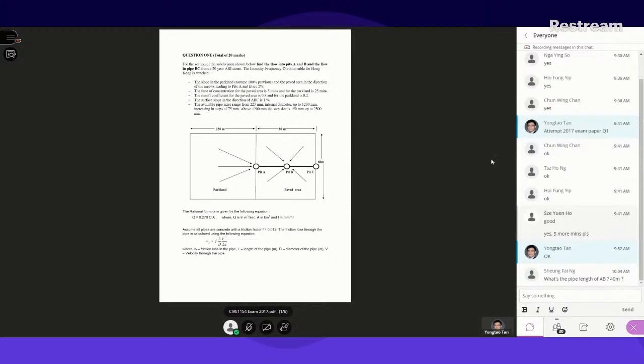The pipe length of AB. The pipe length of AB is 40. Yeah, half. 40 meter. Yeah.